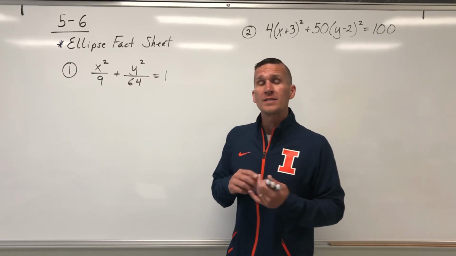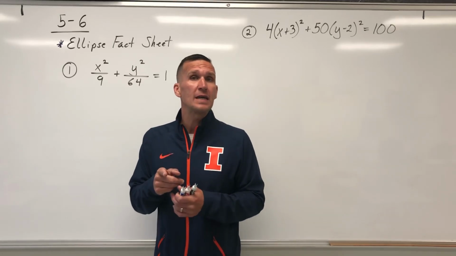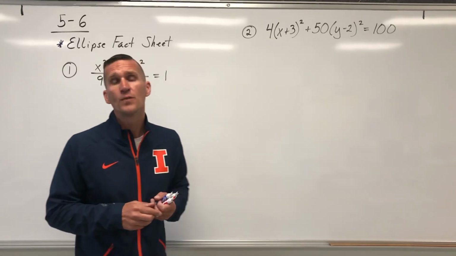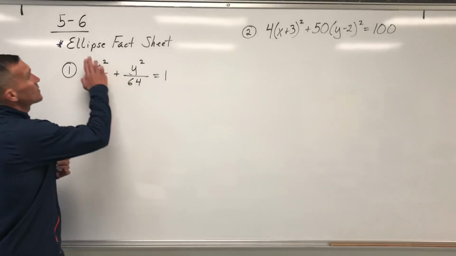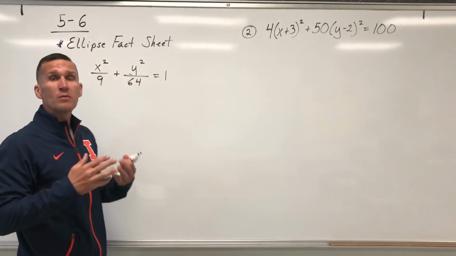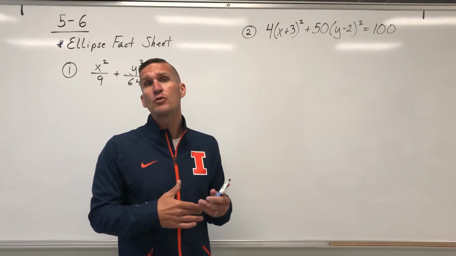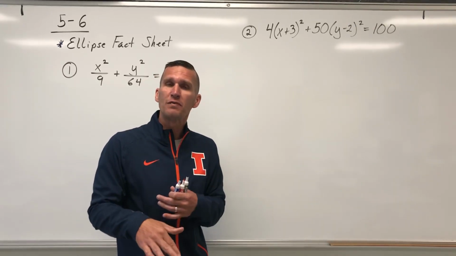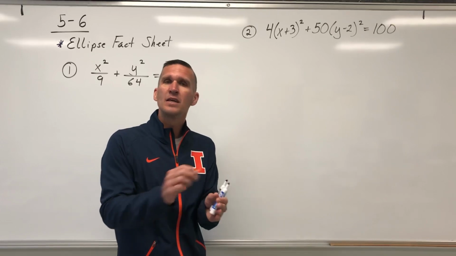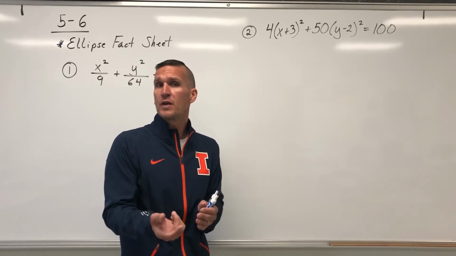Now, you have a 3-page PDF that has been shared with you. The first page is called the ellipse fact sheet, and I'll be referring to that. If you have a printer, you can print it off. If you don't have a printer, you should write that information down because I'll keep referring to it. You should have it handy so you can go back and forth and know what I'm talking about.